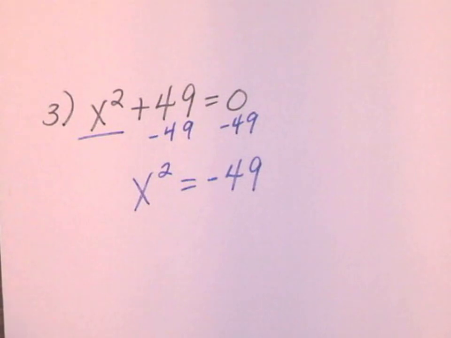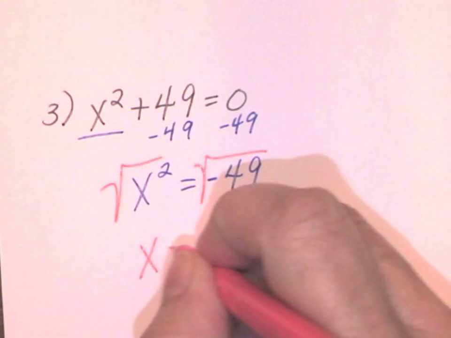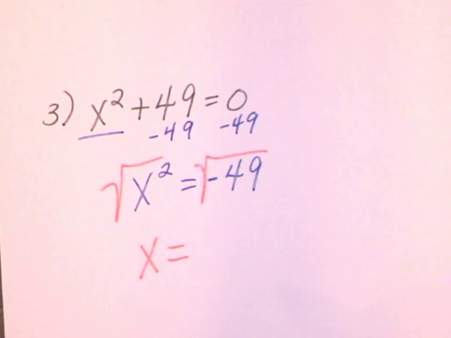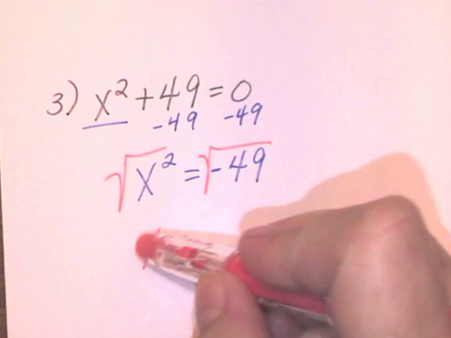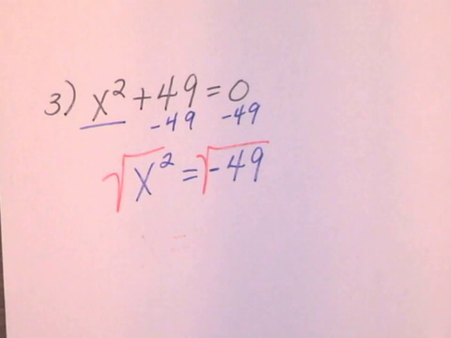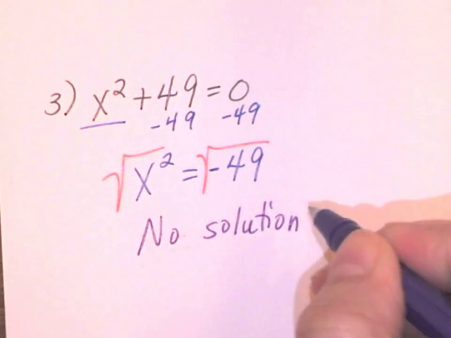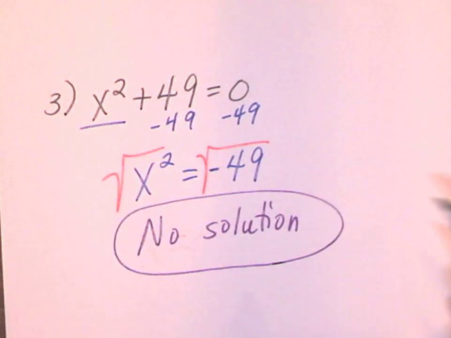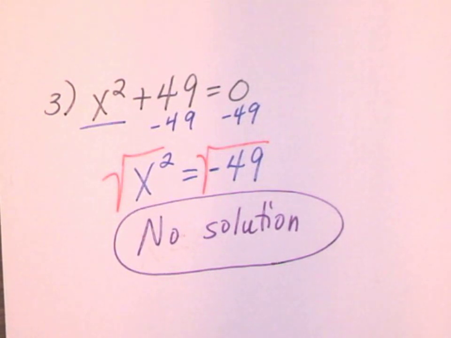Now that I have my x squared term by itself, take the square root of both sides, and x equals, oh my goodness, I can't take the square root of a negative number. At least not until I get to Algebra 2 when I learn imaginary numbers. So, since I can't take the square root of a negative number, this one has no solution. That means that this parabola actually never touches the x-axis. It's one of those that sits above or below it. So, no solution. I wanted to show you one like that.